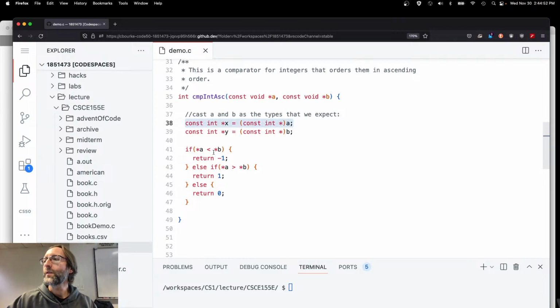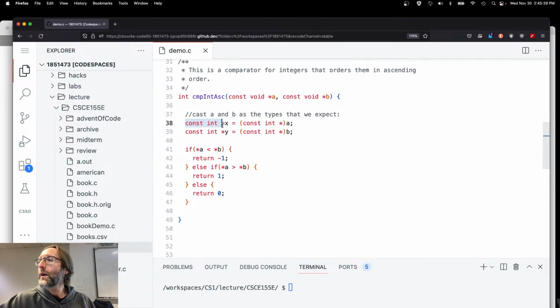Now again, what am I doing here? I'm casting them as the types that they need to be. What if I passed in double pointers instead? References to doubles. Well, that's on me, right? This is, in fact, I put it in the name. This is a comparator for integers that orders them in ascending order. What are you doing calling doubles on this function, right? You shouldn't be doing that. Just like if you called the square root function on a negative value. Well, why'd you do that, right? You can do some rudimentary error handling, but ultimately that's on you, right? Don't call it with the wrong types.